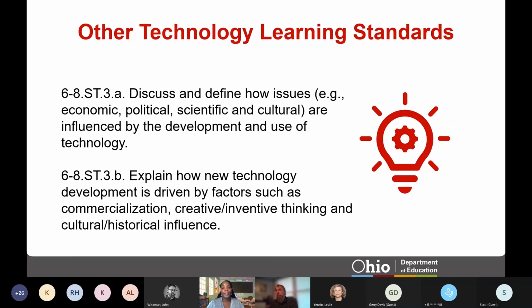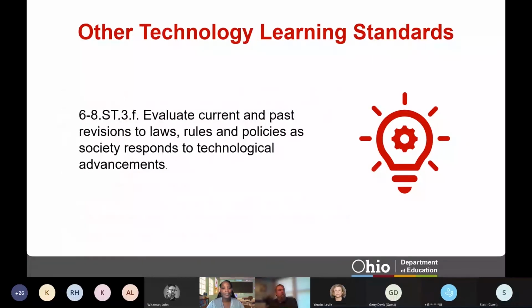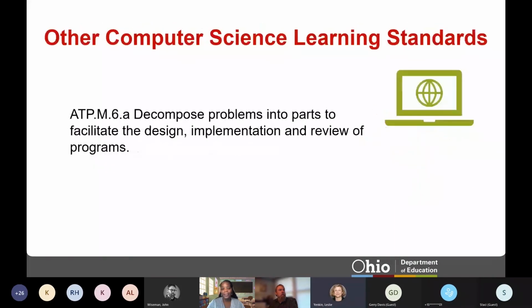Here are other standards that we felt connected to precision agriculture, technology and computer science standards. You may see other standards that connect as well. I know someone mentioned CTE standards. We could dive into those too that would match both of these issues.